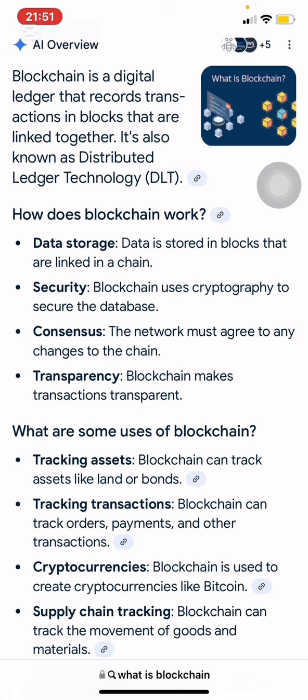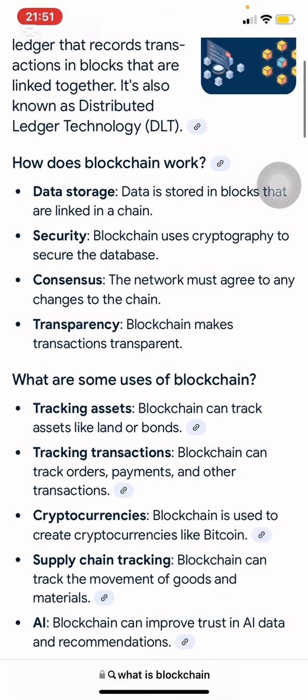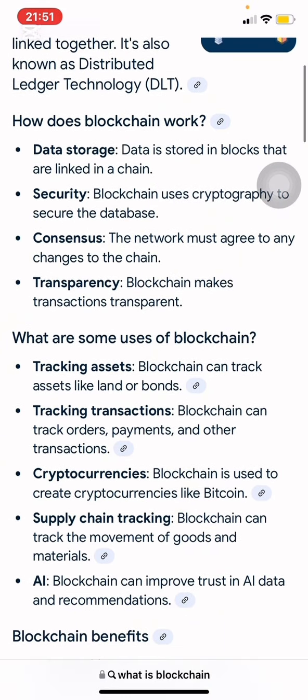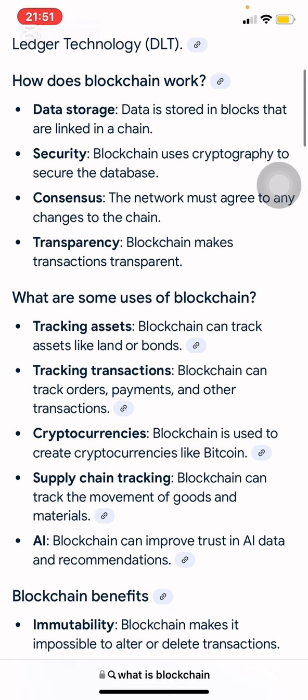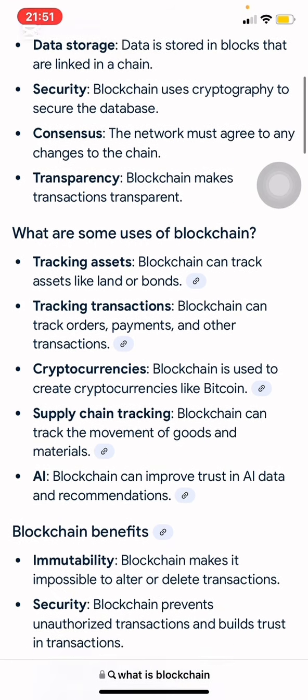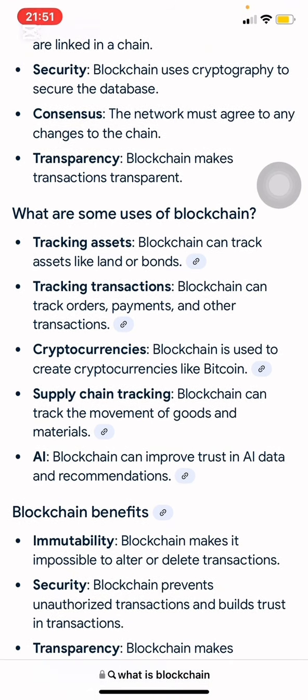So they're telling us about consensus: the network must agree to changes to the chain. We are looking at how blockchain works. Transparency. Blockchain makes transactions transparent, and this is what we are looking for.